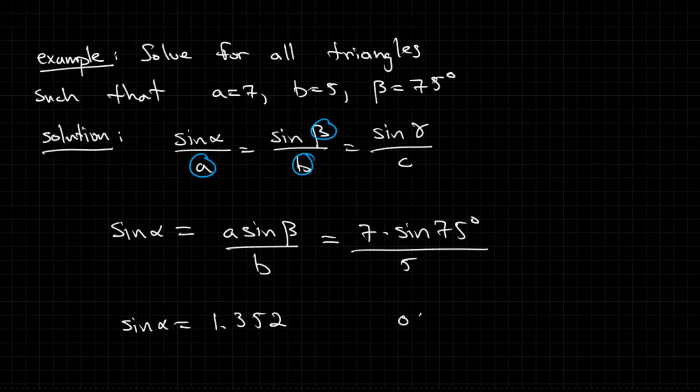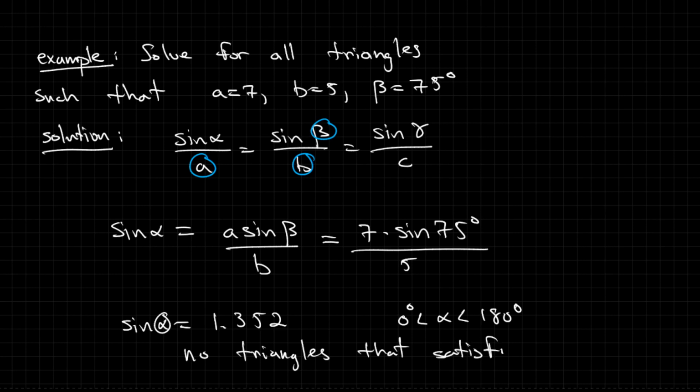Remember, we could write that alpha has to be between 0 and 180 degrees. There are no solutions to sine alpha equals 1.352 because sine alpha is always between -1 and 1, no matter what alpha is. So it could never be 1.352. And the consequence of this is you would write that there are no triangles that satisfy the given conditions. So this is another situation that comes up fairly often.